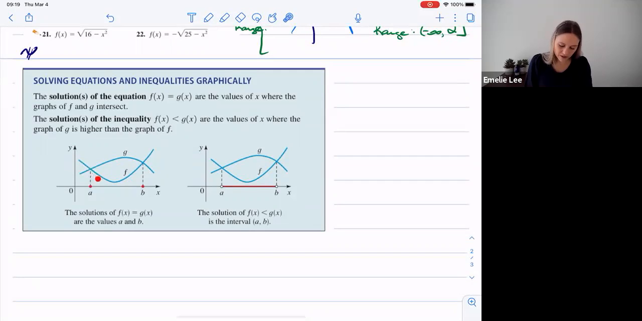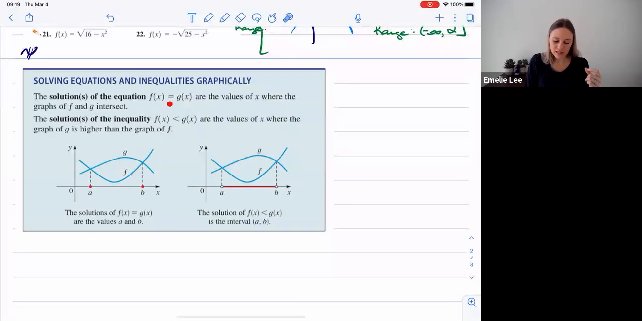So if you have a function f and a function g, right? Of course, we have to name them different things. So why not f and g? So if you have a function f and a function g, these two functions are going to be equal to each other at the points of intersection. Okay? So here, the solution of the equation f of x equals g of x. So the solution being, okay, what value of x makes f of x equal to g of x? Well, that's going to be the point of intersection, right?